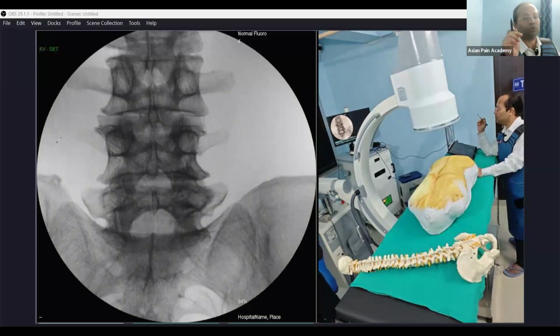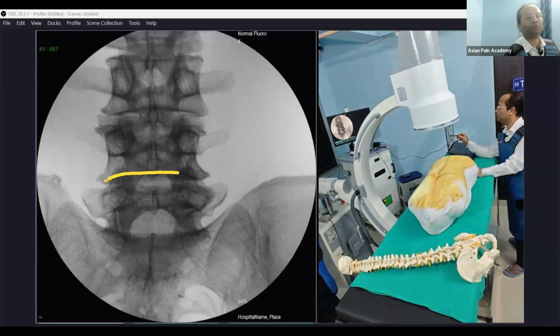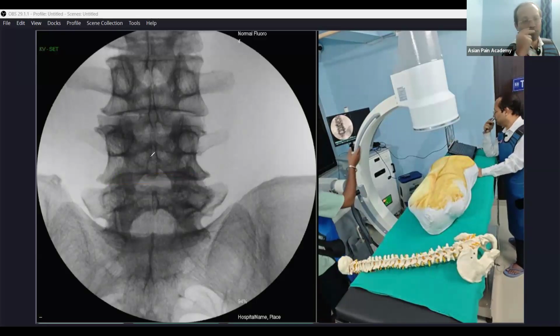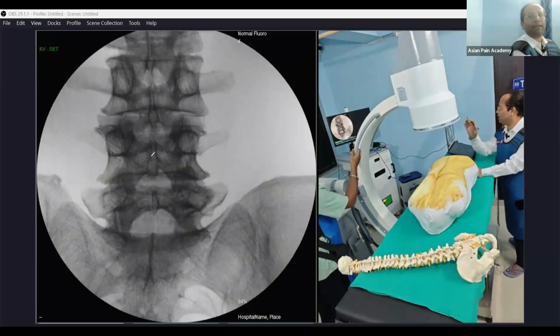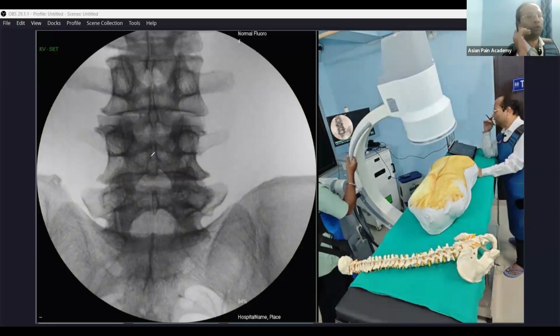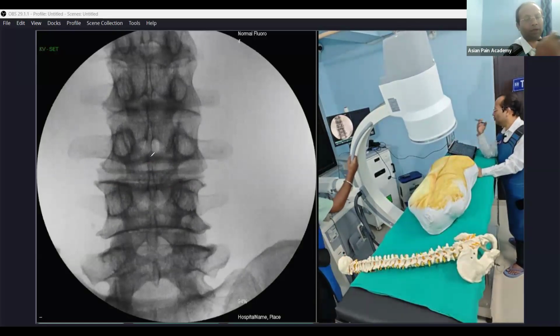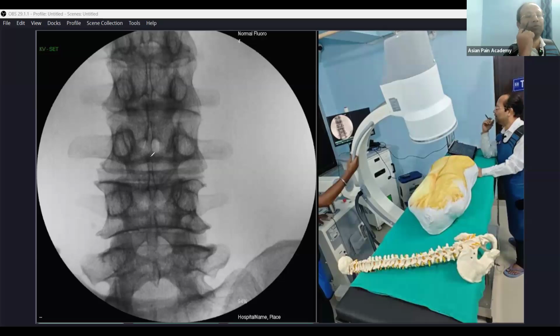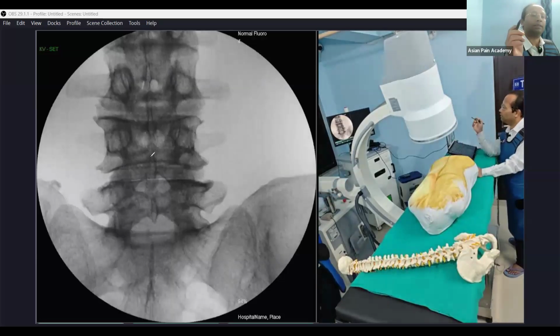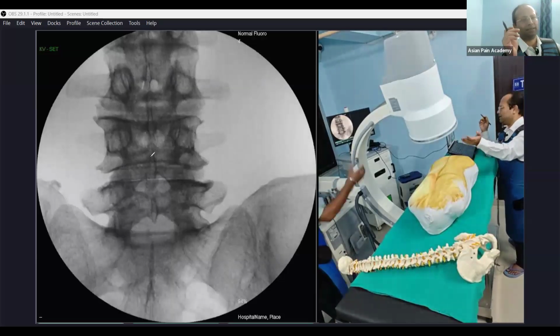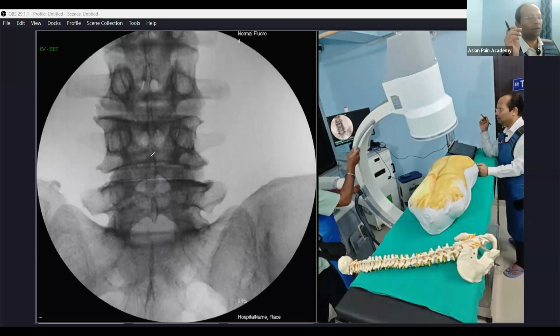Now comes the fourth step. What is the fourth step? The fourth step is the end plate. We will make these two lines of the end plate into one line. Since it is the L4 vertebra, we will make a bit of cranial angulation. Though this angulation is called caudocranial angulation, in short form for the technician we will say cranial angulation. This is the angulation, I think a bit less. Let's see.